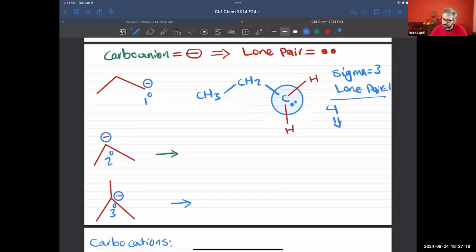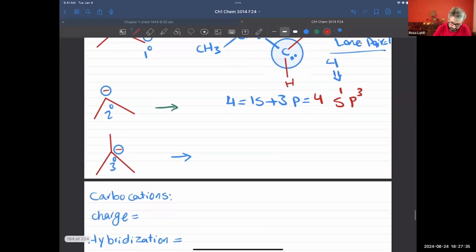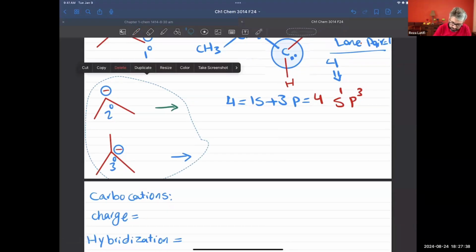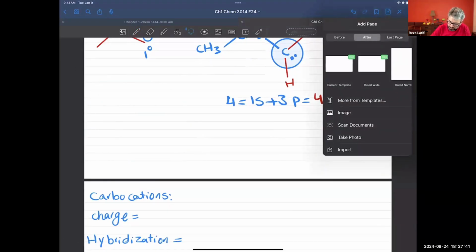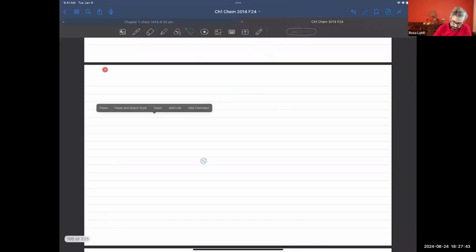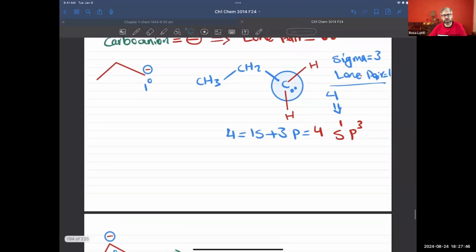If you want to accommodate 4 pairs, you need to have the hybridization to be 1 from S plus 3 from P, and that's going to give you 4 hybrid orbitals of sp3. So the hybridization is always going to be sp3.